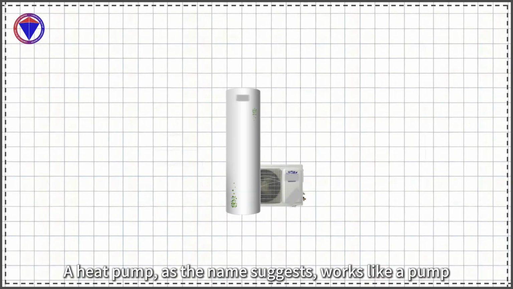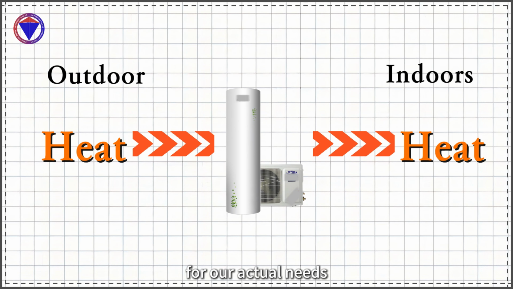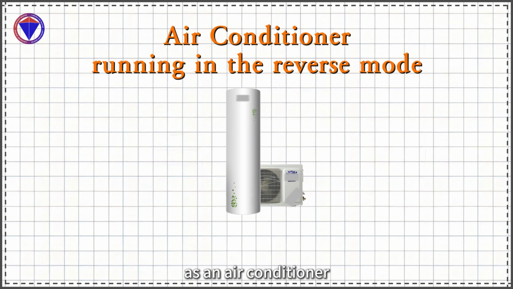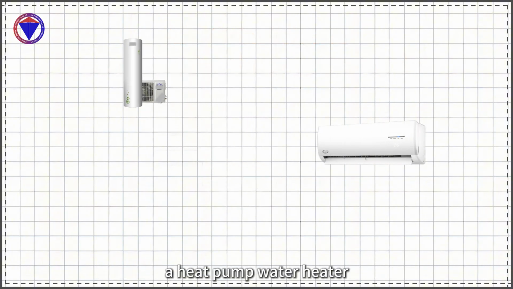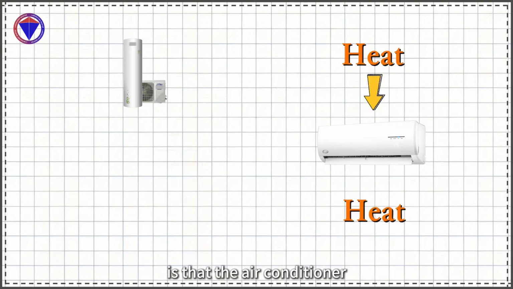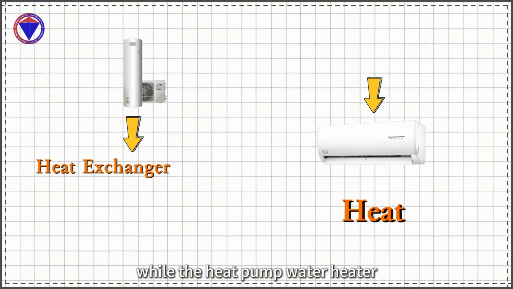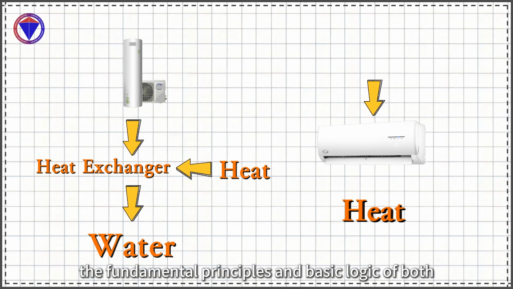A heat pump, as the name suggests, works like a pump, extracting heat from the environment for our actual needs. To make it easy to understand, it can be described as an air conditioner running in reverse mode to heat up the air. The slight difference between a heat pump water heater and an air conditioner's heating mode is that the air conditioner transfers heat into the air to raise the air temperature, while the heat pump water heater transfers heat from the air into the water via a heat exchanger to raise the water temperature. However, the fundamental principles and basic logic of both are the same.